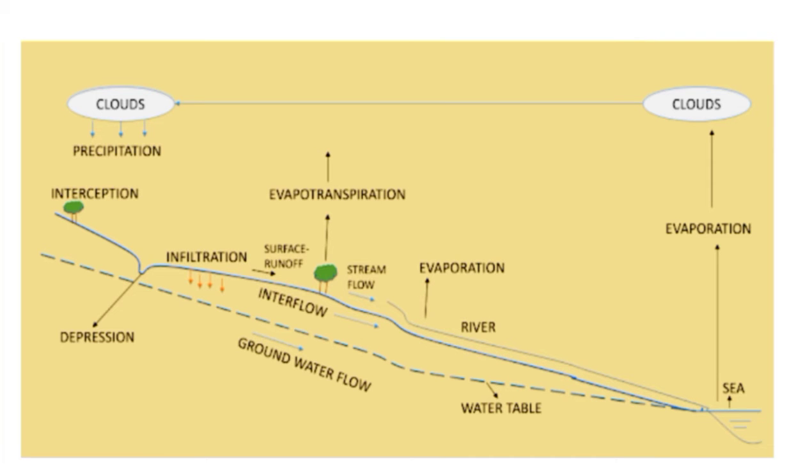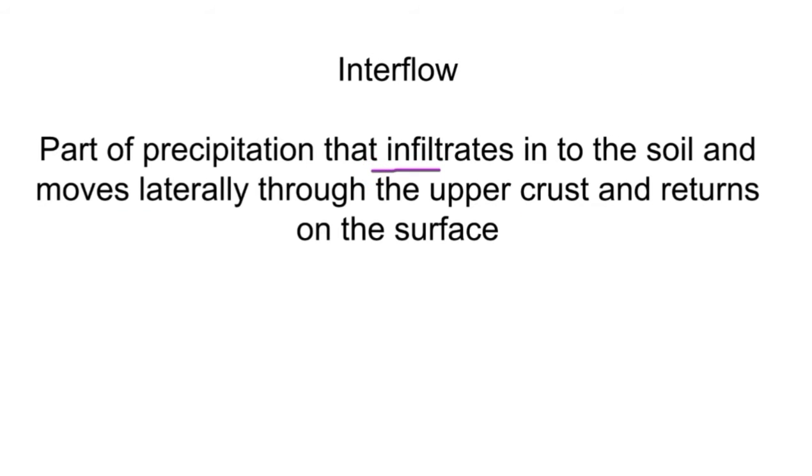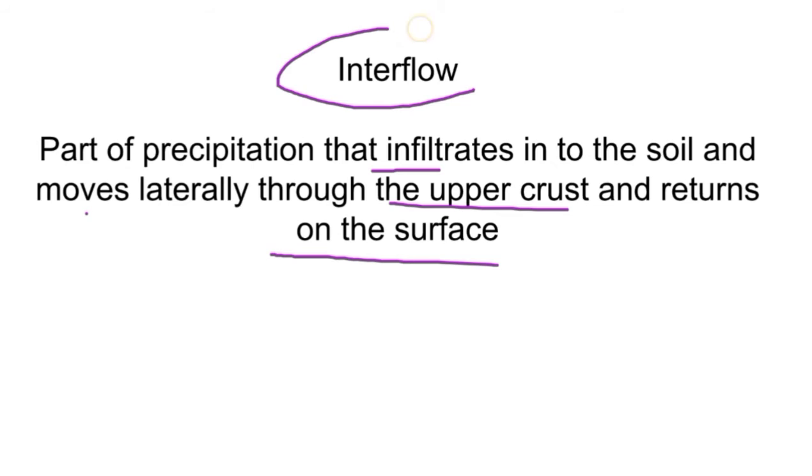Some portion of the precipitation will infiltrate into the ground. First, let's understand what infiltration is and what interflow is. The portion of precipitation reaching the ground that percolates into the ground is called infiltration. The part of precipitation that infiltrates into the soil and moves laterally through the upper crust and returns to the surface is known as interflow.